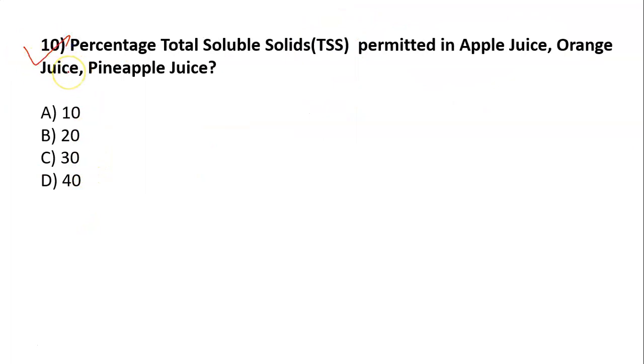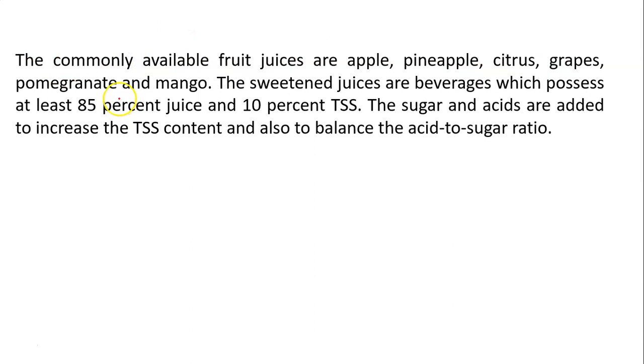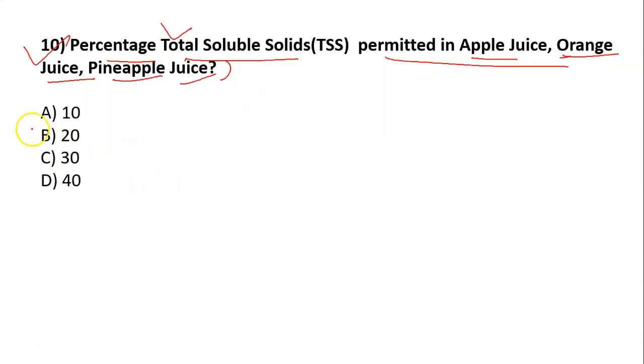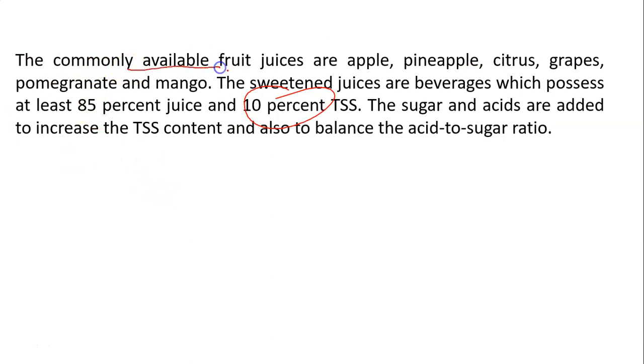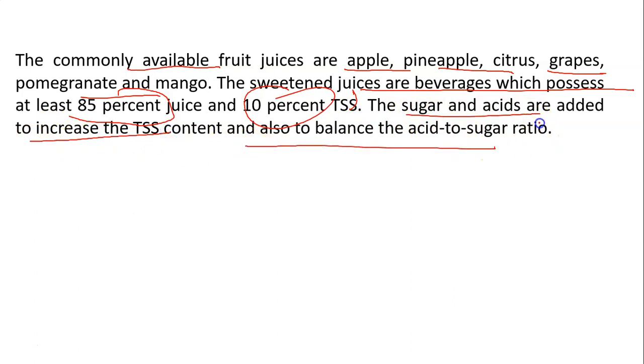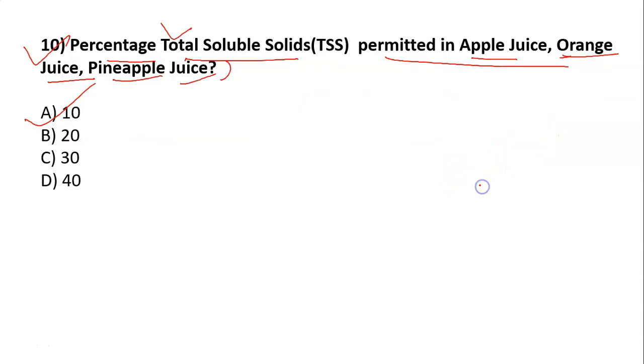Now the last question for today: what is the percentage of total soluble solids permitted in apple juice, orange juice and pineapple juice? You have to identify the percentage of total soluble solids permitted. So friends, its answer will be 10, that is A. Commonly available fruit juices are apple, pineapple, citrus, grapes, pomegranate and mango. Sweetened juices are beverages which possess at least 85% juice and 10% TSS. Sugar and acids are added to increase the TSS content and also to balance the acid to sugar ratio. So the answer is 10.